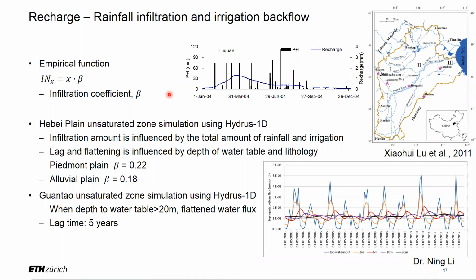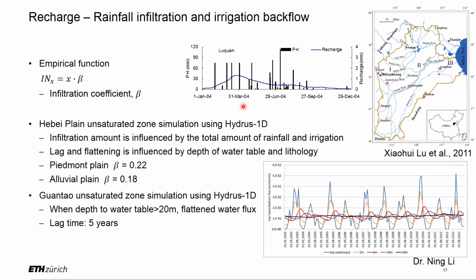The second is whether this water flux reaching the groundwater surface is flattened or not. Do we need to take the seasonality of rainfall into account to calculate the infiltration amount within a year? These two questions can be solved by simulating the unsaturated zone using HYDRUS-1D.